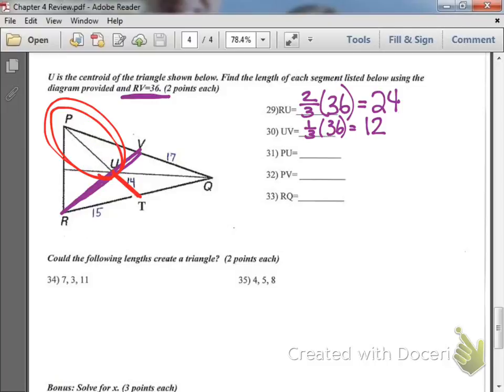So what is PU? 28? Twice as big as 14? So when I give you the smaller segment, you multiply it by 2 to find the bigger segment. Questions?